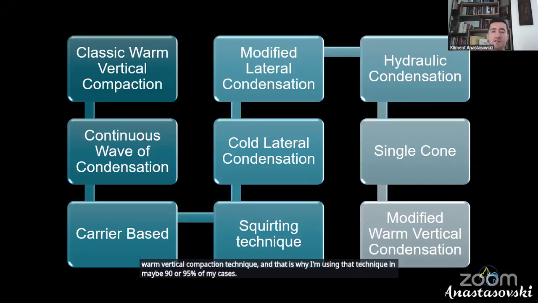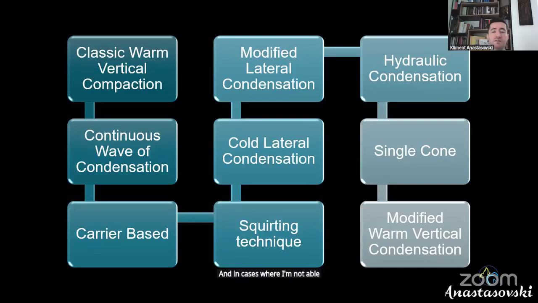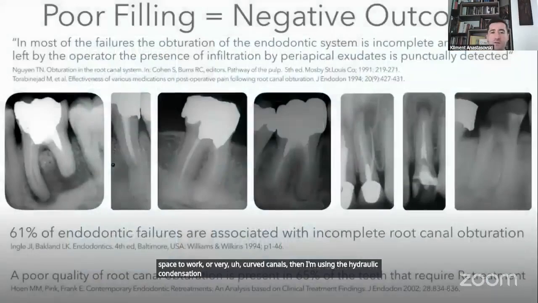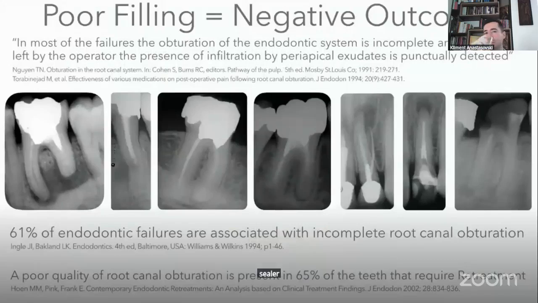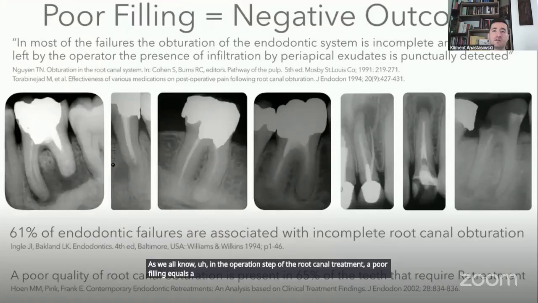And in cases where I'm not able to do this technique, maybe inside of third lower molars where I don't have enough space to work, or very curved canals, then I use hydraulic condensation with a bioceramic sealer. As we all know, in the obturation step of the root canal treatment, a poor filling equals a negative outcome of this kind of procedure.